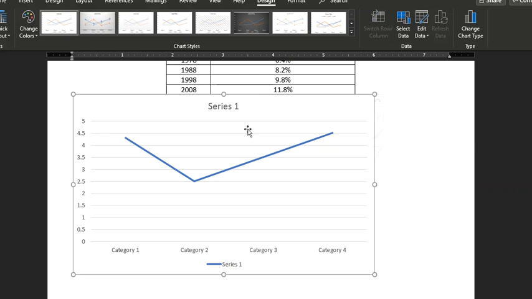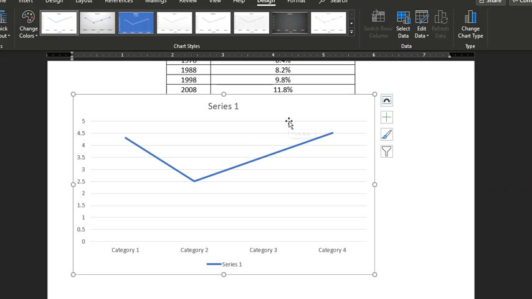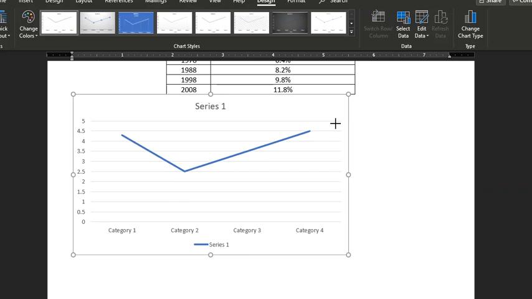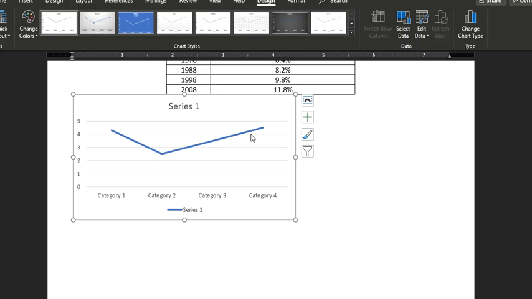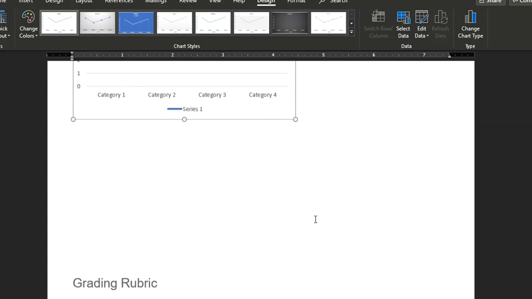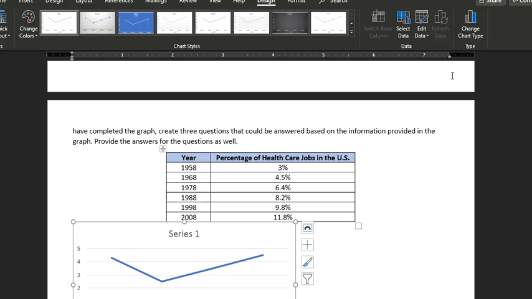There it is, easy as pie, just sitting in your Word document ready to go, and then you can resize it and put your 3 questions that pertain to your graph underneath. Okay? And that's it, you guys.